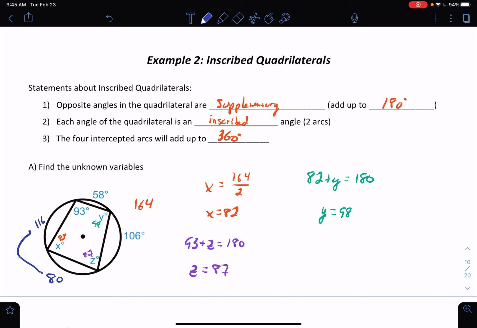which was 98. So that's just ways that you can work your way through these diagrams if you've got an inscribed triangle or quadrilateral. Just remember the big relationship is that angle equals arc divided by 2.